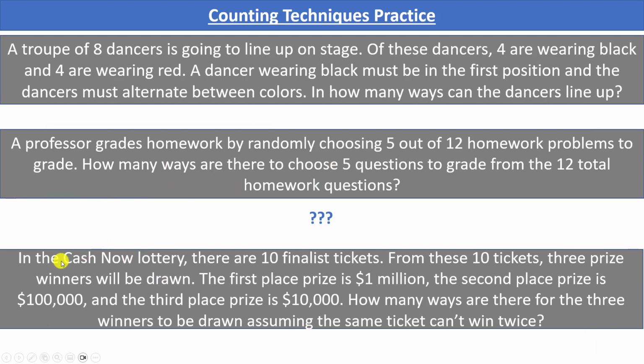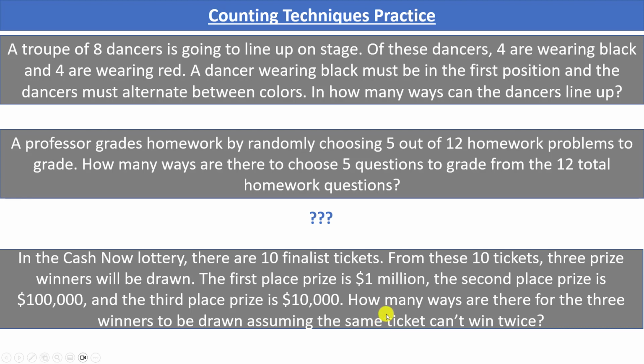And we have the last one here, which is in the Cash Now lottery. There's 10 finalist tickets. From those tickets, 3 prizes are going to be drawn. One's going to win $1 million, one's going to win second place, and one's going to win third place with different prize money. How many ways are there for those winners to be drawn, assuming the same ticket cannot win twice?